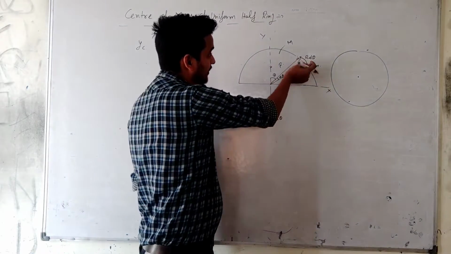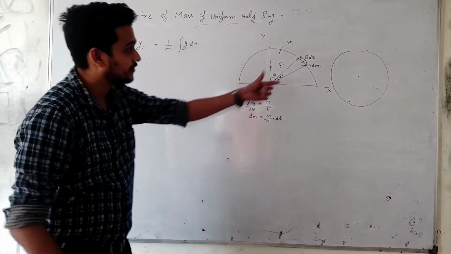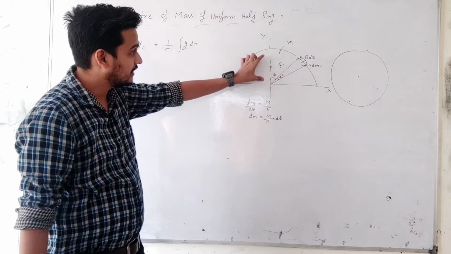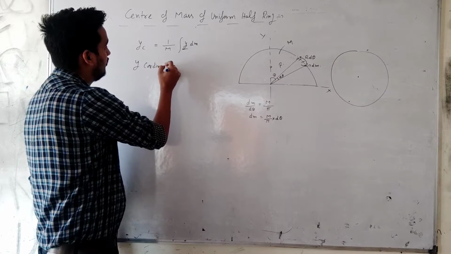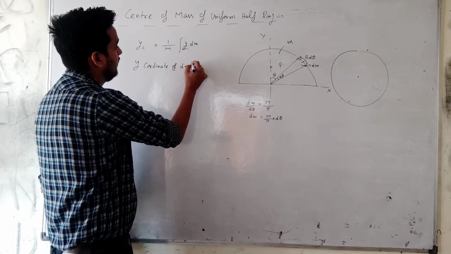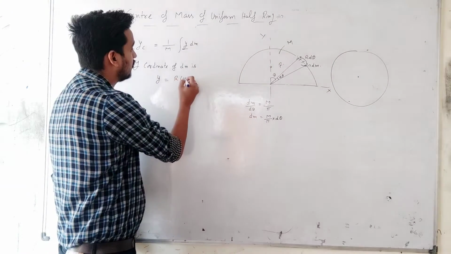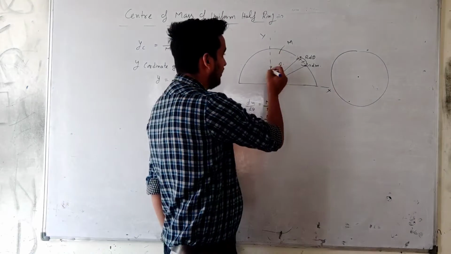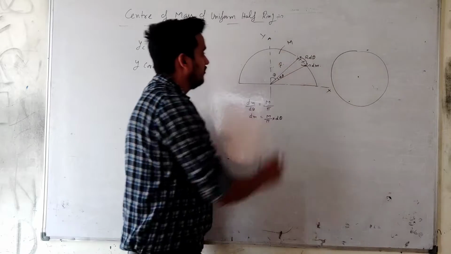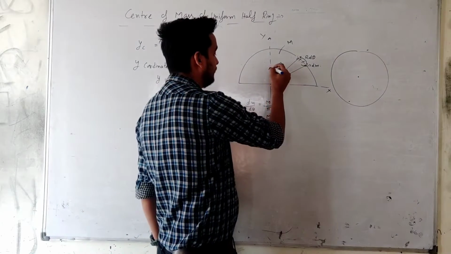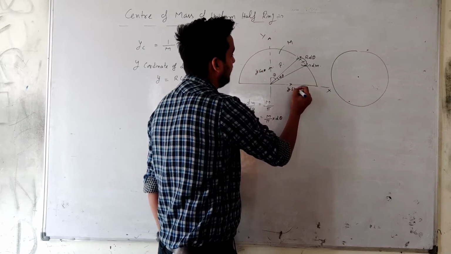And the y coordinate of this small dm is, this y is the coordinate of this small dm. So the y coordinate of dm is y equal to r cos theta, because y will lie somewhere here. As we know, this component is r cos theta and this component is r sin theta.